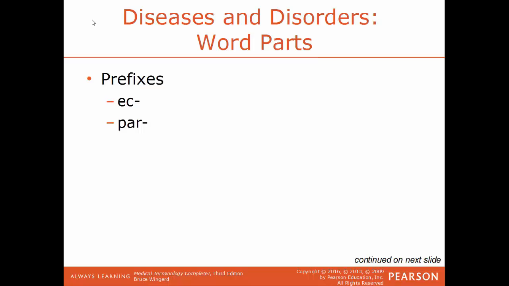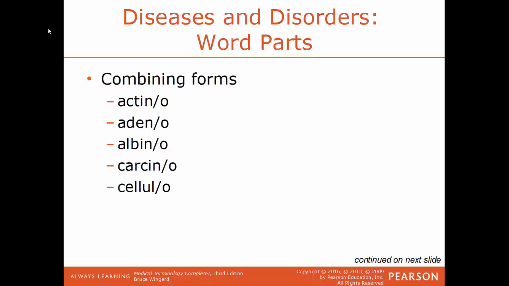Alright, now we'll talk about some diseases and disorders and the various word parts. First, some prefixes. The first one, EC, or ek, this would mean outside. And the second one on here, par, would mean something not normal or something that's abnormal. Alright, now we'll talk about some combining forms.